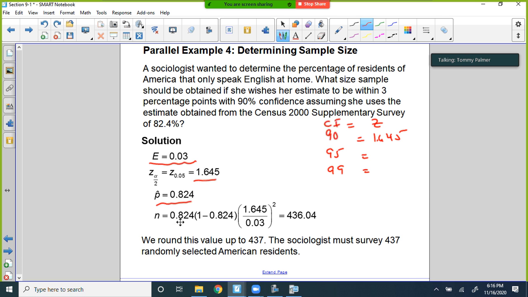So here's p hat, 0.824, right? 1 minus p hat is q, and then 1.645 over 0.03 squared gives us 436.04. So we need a sample of 436.04, but it said do what? Round up to the next integer, which would be what? 437. So a sociologist must survey 437 randomly selected American residents, right? So that would tell you what your sample size has to be based off your confidence interval and your margin of error. Fair enough?